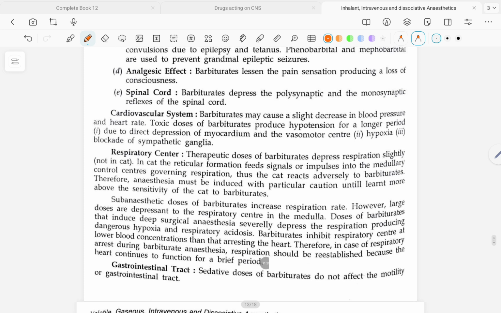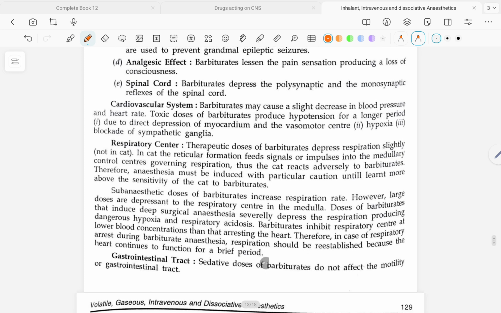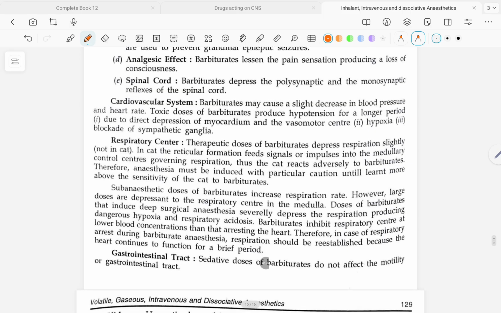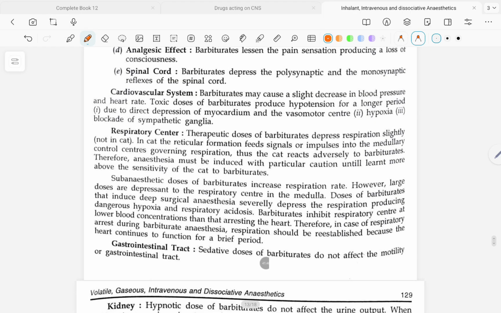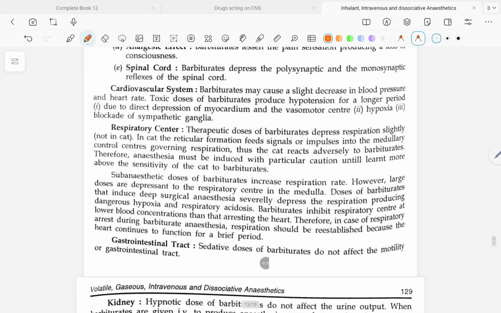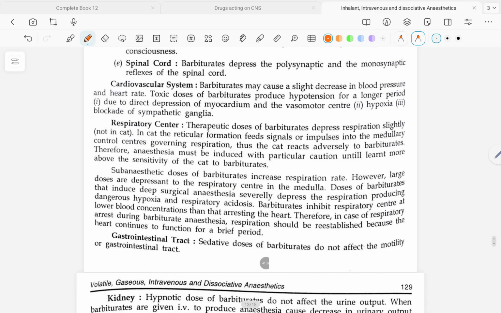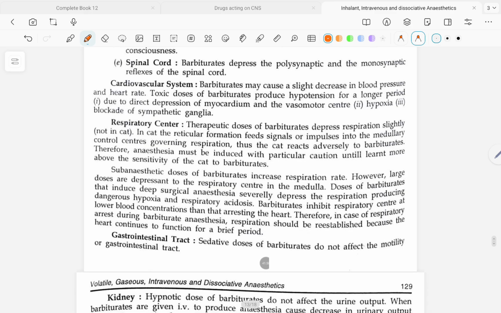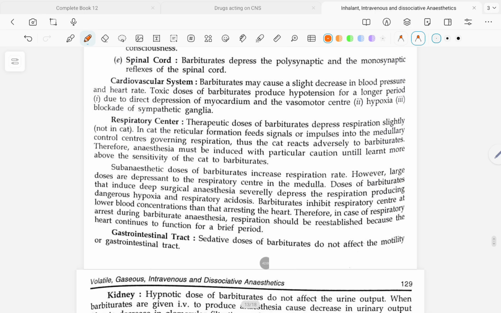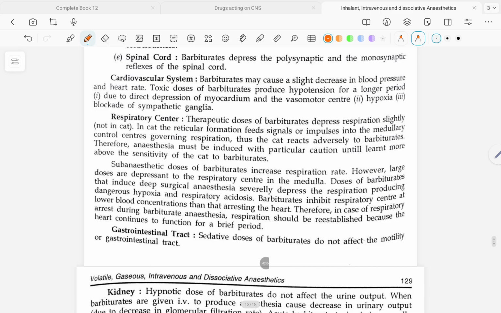Cardiovascular system. Barbiturates may cause a slight decrease in blood pressure and heart rate. Toxic doses of barbiturates produce hypotension for a longer period due to direct depression of the myocardium and the vasomotor center, hypoxia, and blockage of sympathetic ganglia.